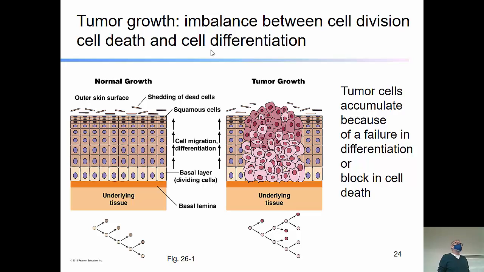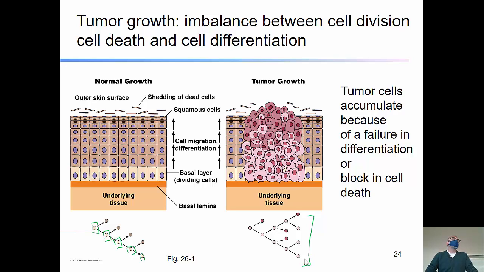So in a normal growing cell, what happens is we get division of a cell into two cells, and only one of those cells retains the ability to replicate. And so we just end up with replacement along the way. So one cell dies, a new one comes in. That's lost in a tumor.